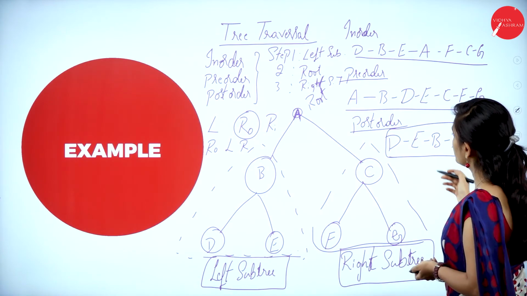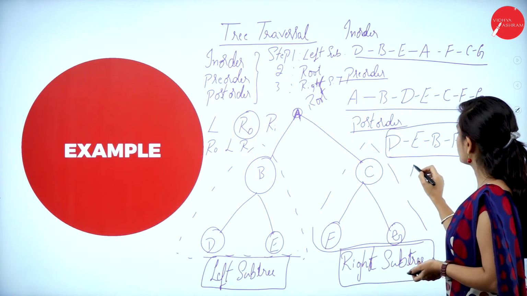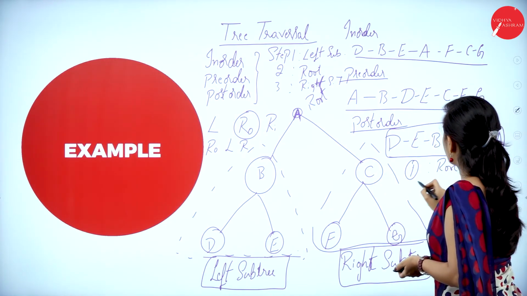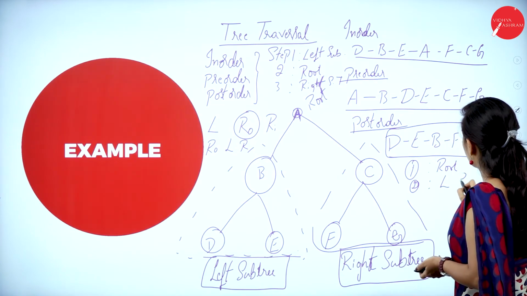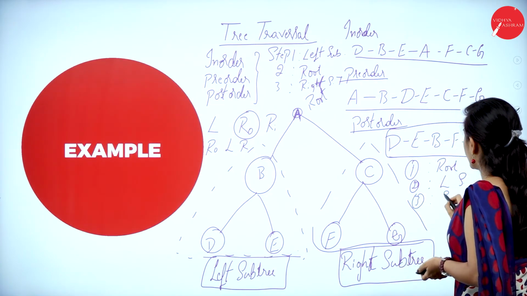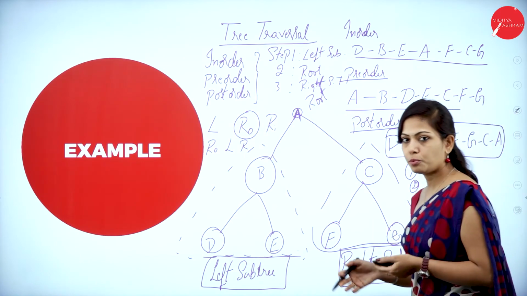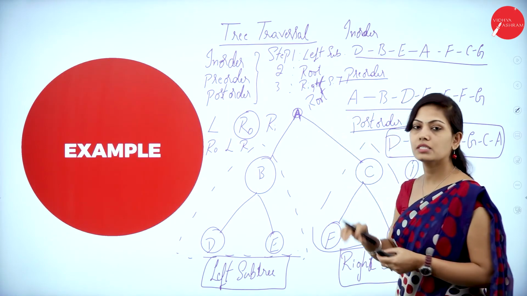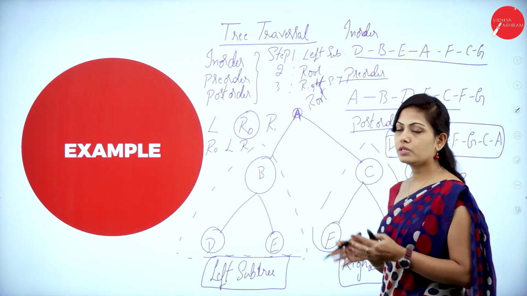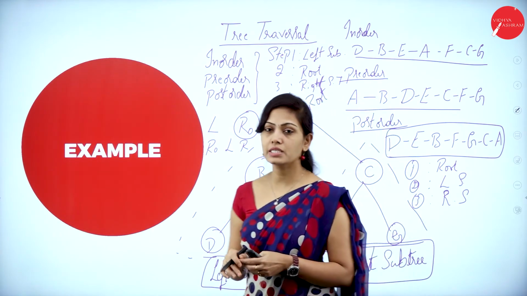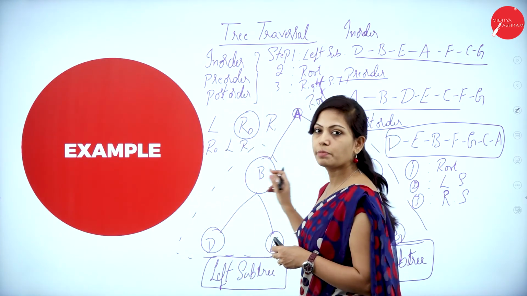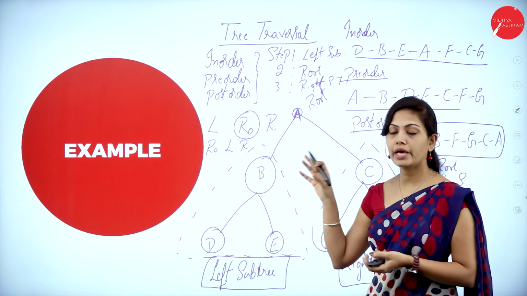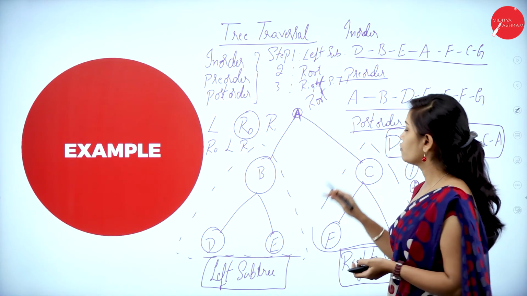For pre-order, step 1 is the root node, and step 2 is the left subtree and right subtree. And for post-order, it is left subtree, right subtree and then the root node. So this is about your tree traversal concept. Very easy and simple concept. Definitely you can expect this question for 7 marks. In exams, they will give you the tree, and you have to write the in-order, post-order and pre-order for the given graph.